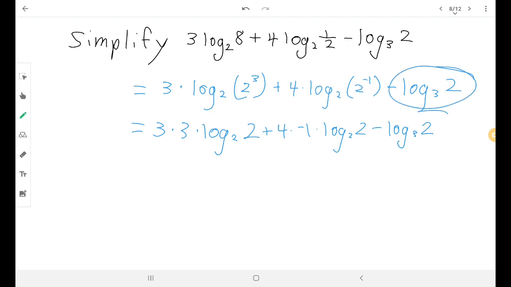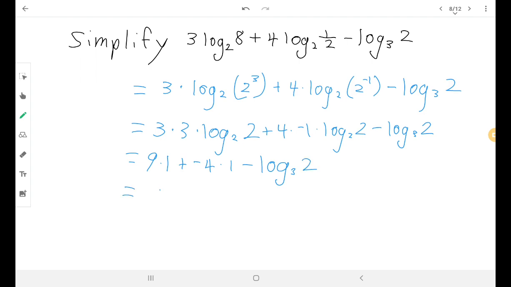Notice that this one has a different base, so there's not much that we can do about it except for just tack it onto the end of everything for right now. So this would be 9 times log base 2 of 2 is 1, plus 4 times negative 1 is negative 4, times log base 2 of 2 is 1, minus log base 3 of 2.